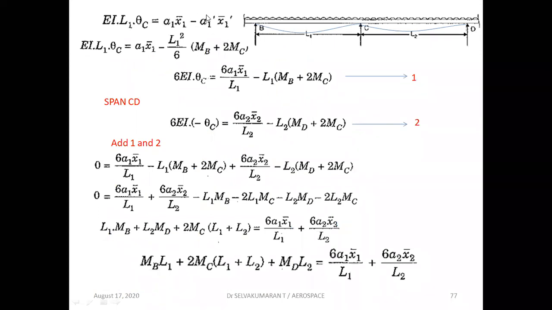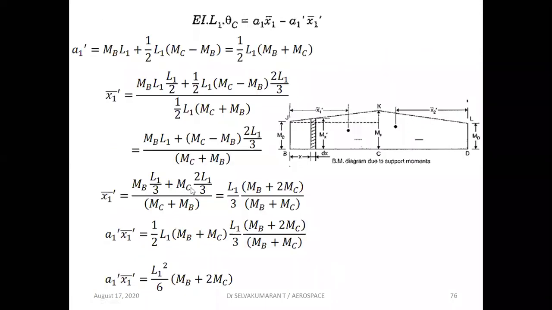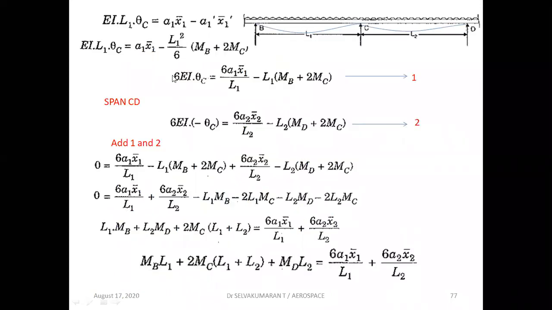Okay, so this is the expression for the top one, for span BC. Okay, we have got for span BC. When you make a cross multiplication after substituting A1 x1 bar, you get 6 EI theta C. Take this L1 to the right hand side denominator, and 6 EI theta C is equal to 6 A1 x1 bar divided by L1 minus L1 into MB plus 2MC after rearranging. That is equation 1.